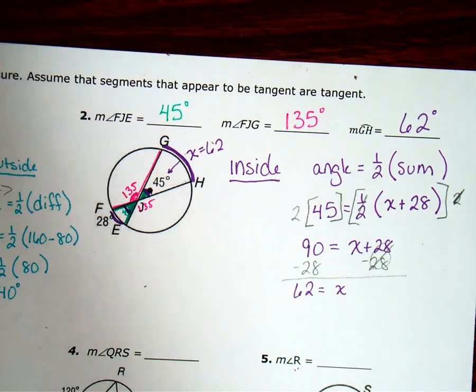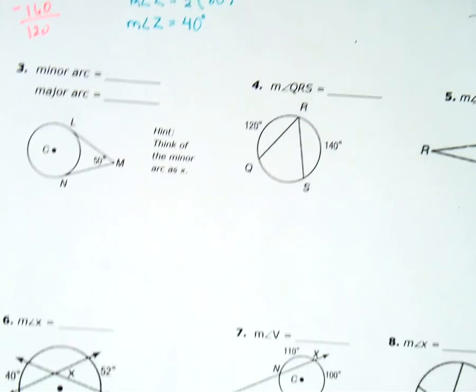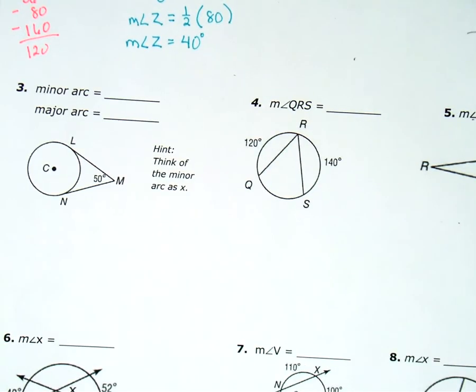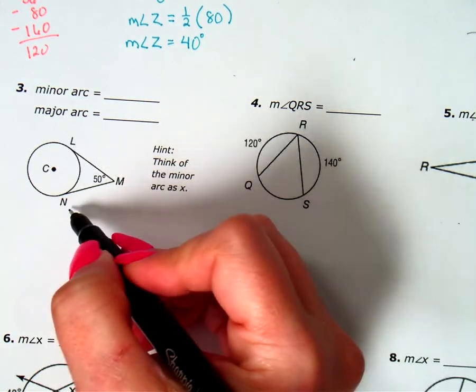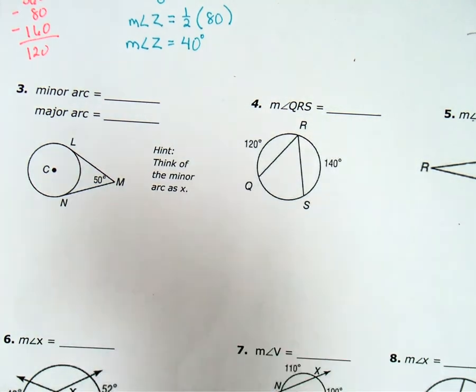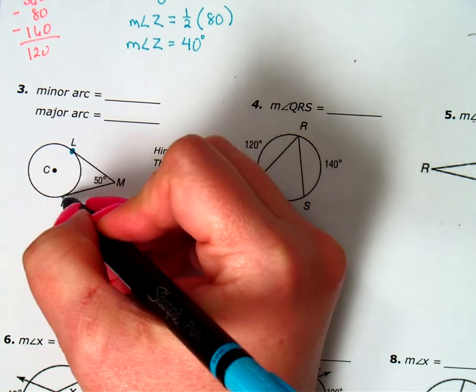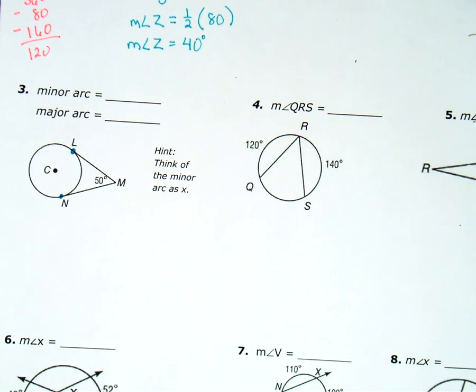Okay? All right, let's look at another one. Number 3, my third example. All right, so this one's interesting. It says to just find the minor arc and the major arc. And I do know that this is the whole circle, and these are going to be tangents because my directions at the top said assume segments that appear tangent are. So these are points of tangency. And you notice I have 2 arcs that make up the whole 360 degrees.